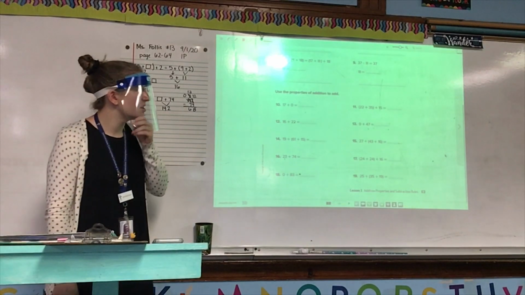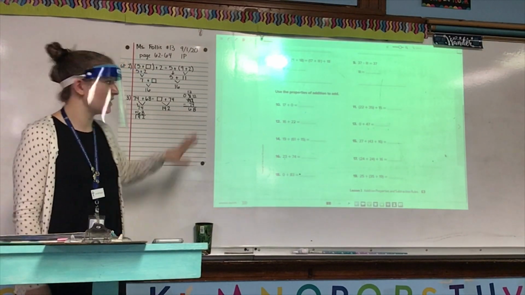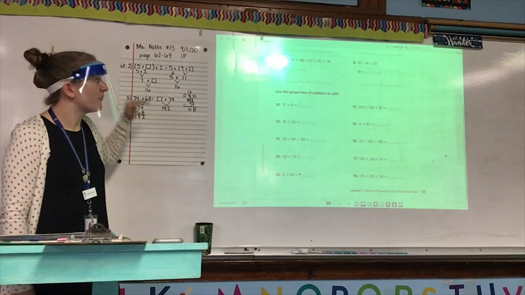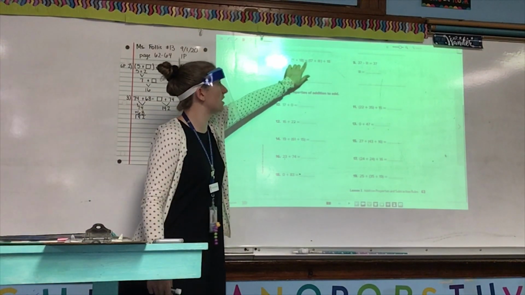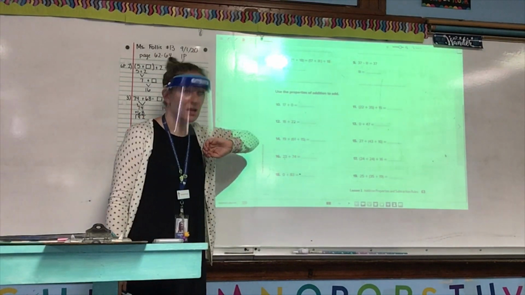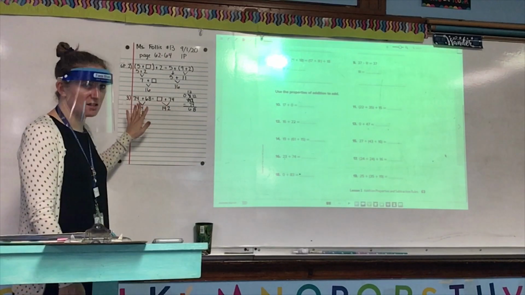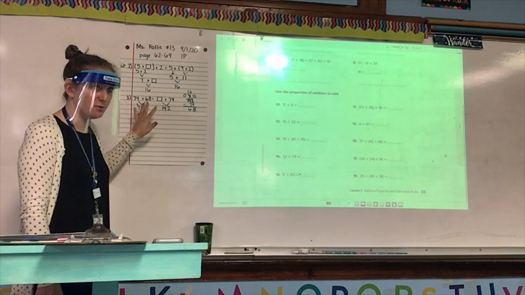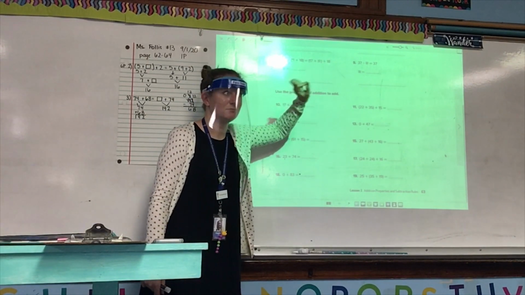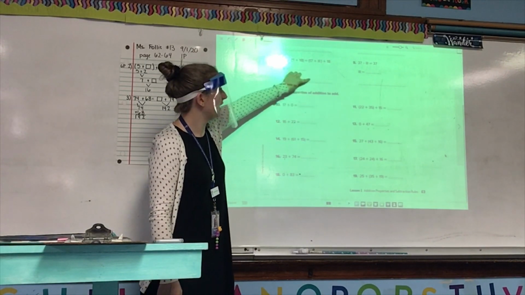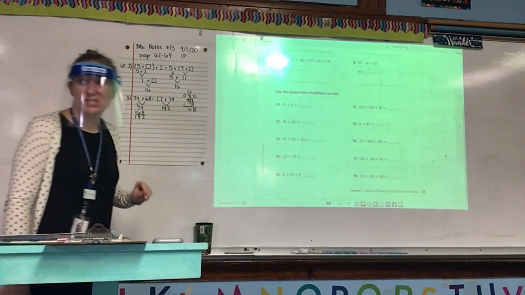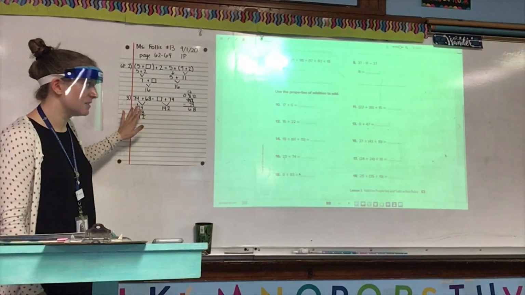So for numbers 4 through 9, you do not actually have to solve this way. I just did this so you can see how to solve. For numbers 4 through 9, you do not have to solve the answer. You just have to find the unknown and tell which property or rule it is. So you do not have to do all of this for number 4 through 9. Do you understand what I'm saying? You just need to look at the problem and find what's missing. Write what's missing here, and then write the property or rule. But for numbers 10 through 19, you need to solve. So you need to do all of this.